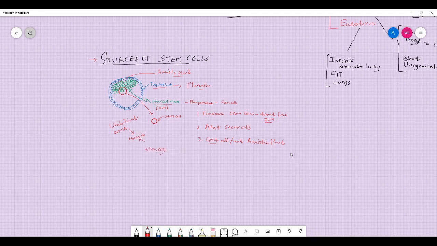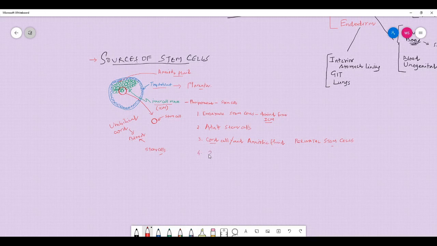So these types of cells, the stem cells which are present in the cord or the amniotic fluid, we give a special term to that. We call it perinatal stem cells. We have the perinatal stem cells.